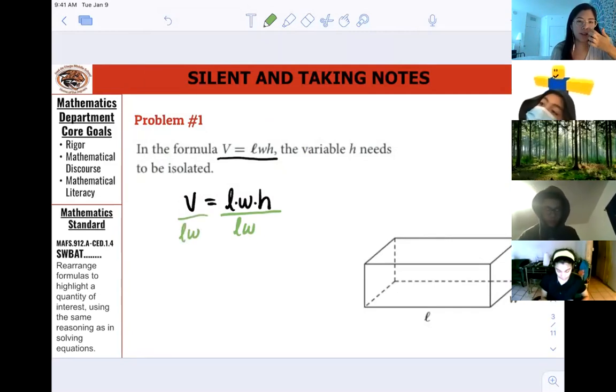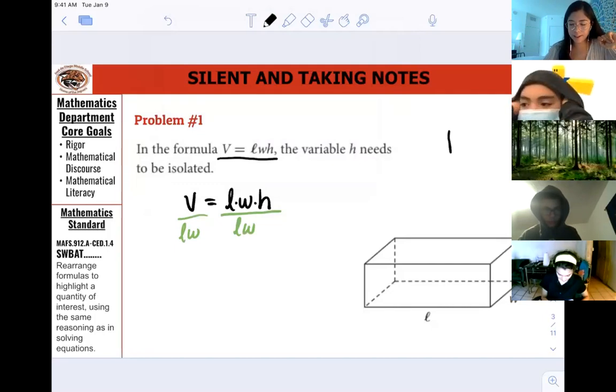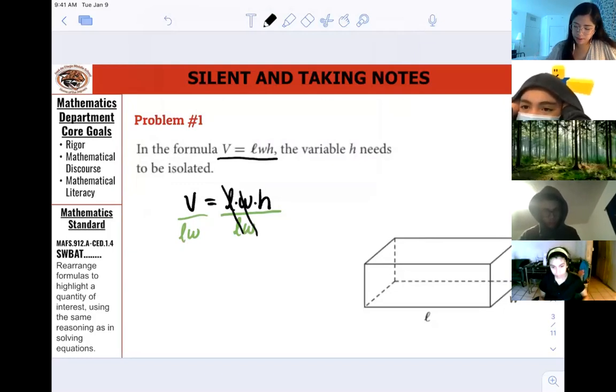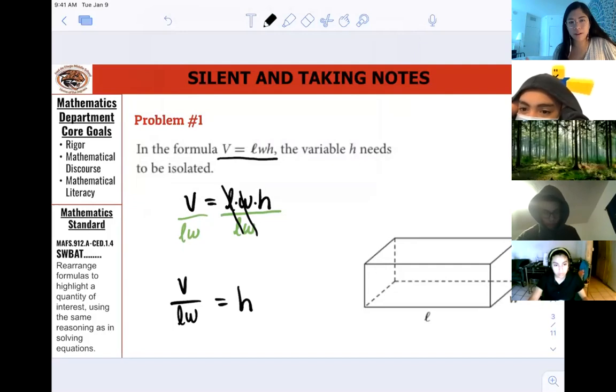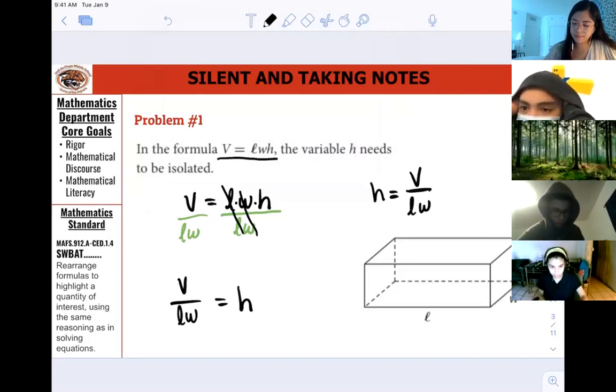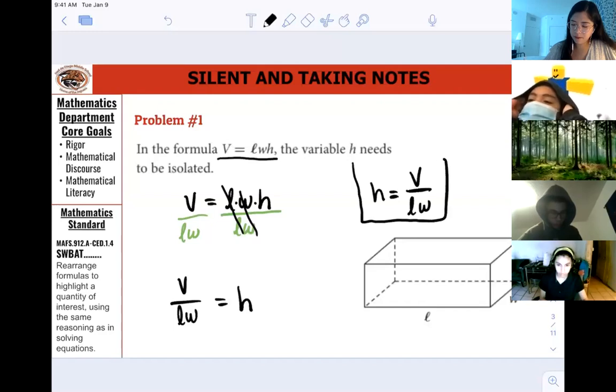And if you're wondering why I write the L like that, it's because if I write L like normal, it just looks like a 1. So if you ever wondered why they always make the fancy L, that's why. Okay, and what happens? Well, the L's cancel out, the W's cancel out, and I'm left with V over LW equals H. And even though my H is on the right side, this is the same exact thing as H equals V over LW. You can just flip it over. And that's it.